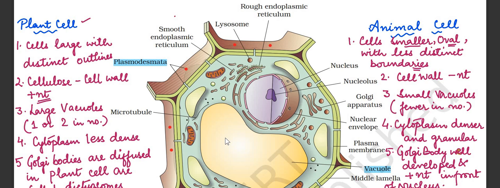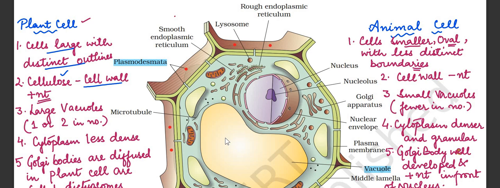The cells are large in plant cell with distinct outlines. सेल जो होती है वैसे भी आपने पढ़ा था प्रोकैरियोटिक सेल थोड़ी छोटी होती है यूकैरियोटिक सेल्स बड़ी होती है, तो प्लांट सेल में थोड़ी और मतलब डिफाइंड वे में होती है एंड दैट कंटेन्स सेल वॉल दैट इज मेड अप ऑफ सेल्यूलोज. So in plant cells cells are large with distinct outlines. These distinct outlines are cellulose that makes the cell wall.